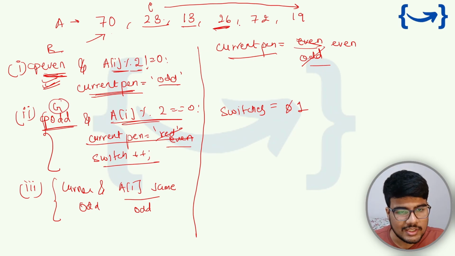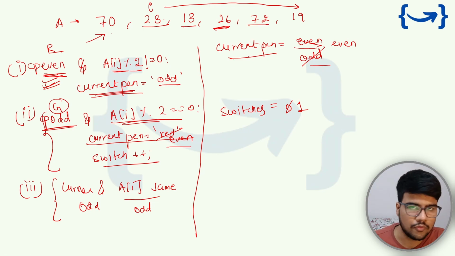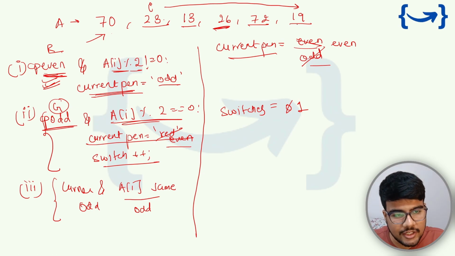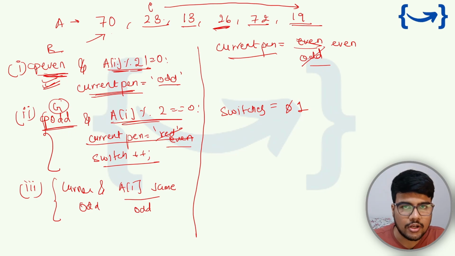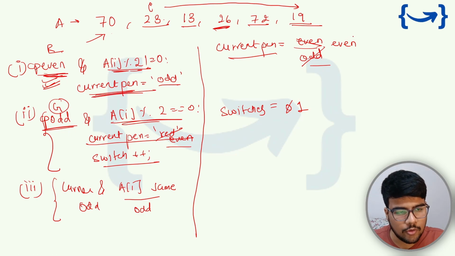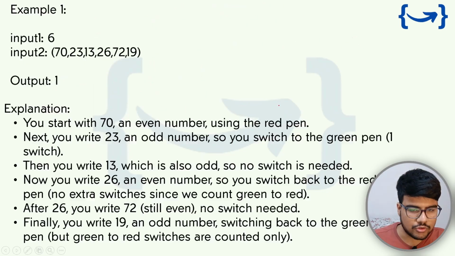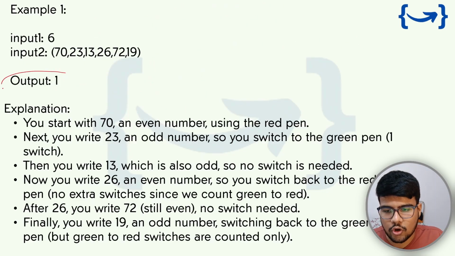Is it? Now 72 is also even, so we will not do anything. It will just continue the for loop. Now 19 is odd. Now from where to where I'm going, 19 is odd, and my current pointer has even. So yes, the current pen will become odd and my loop gets stopped. The answer would be 1. If you see here, the output is also 1.